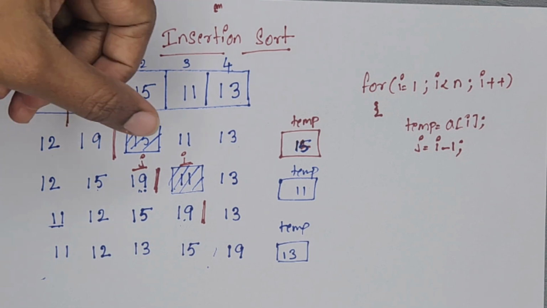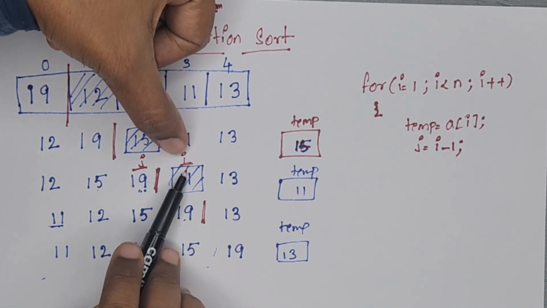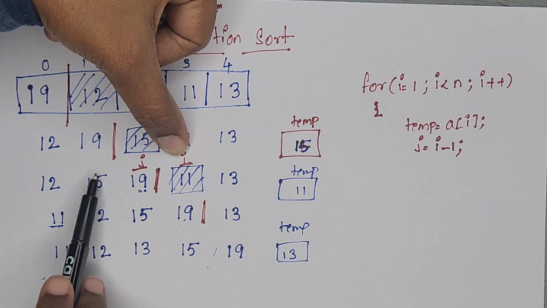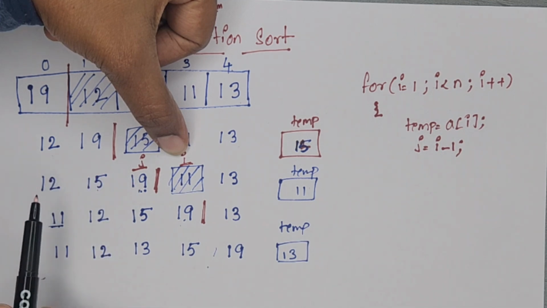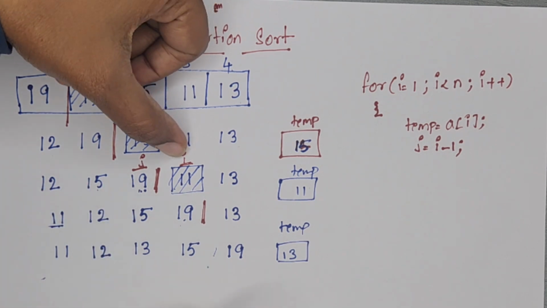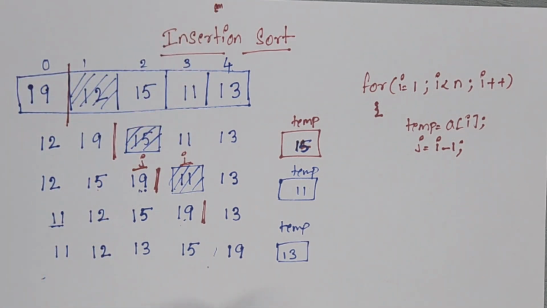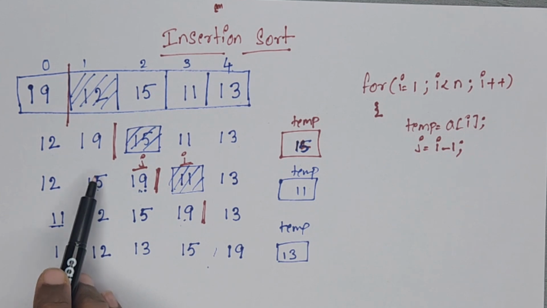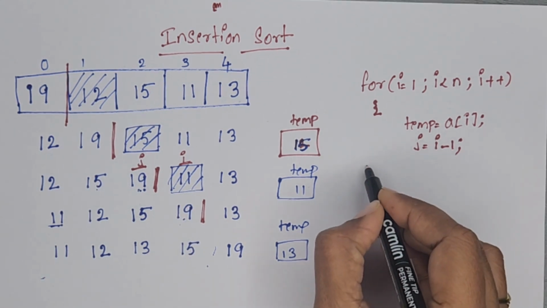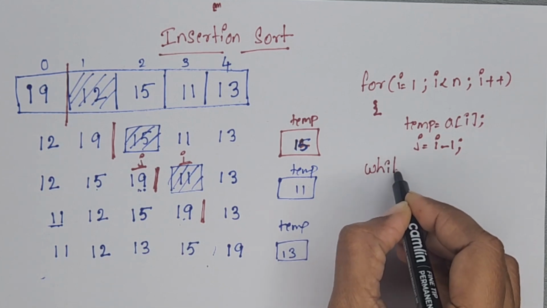Fine. If I equals 3, then we have to compare with the jth element. Then decrement j value, again compare with this element, compare with this element. It means that we are repeating some process. Repeatedly we are decrementing j value and comparing. So we need to write one loop. So I'm going to take one while loop.